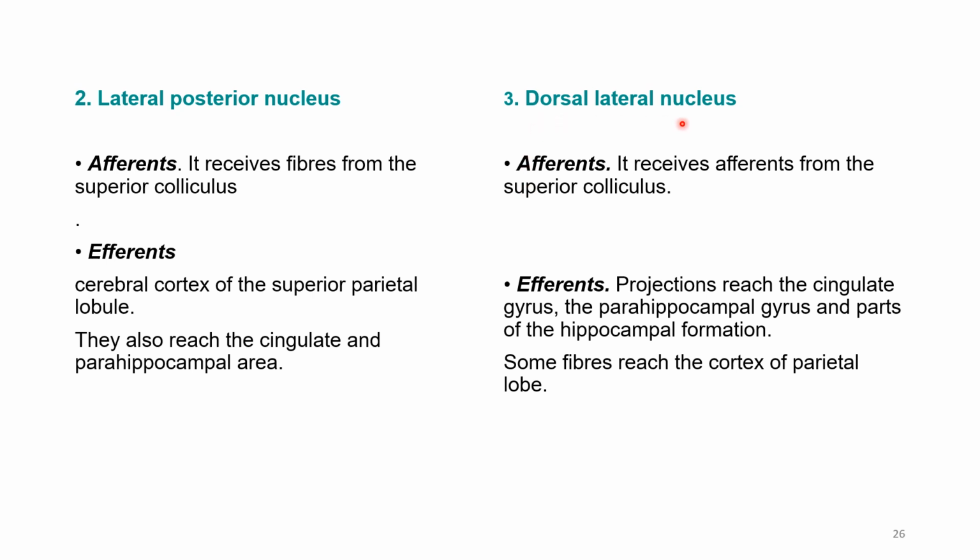The dorsolateral nucleus receives afferents from the superior colliculus and it will project to the cingulate gyrus, parahippocampal gyrus and parts of the hippocampal formation. Some fibers reach the parietal cortex. So both the lateral posterior and dorsolateral nuclei will receive afferents from the superior colliculus, and they will project onto the parietal lobe and to the limbic system.